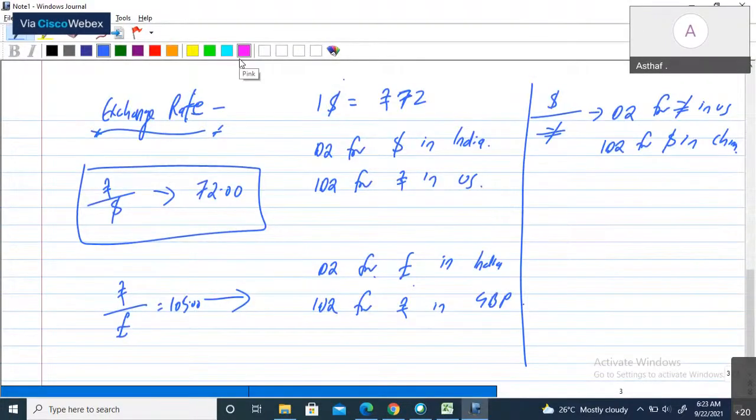So we were discussing direct quote and all. So now it is 72 rupees.